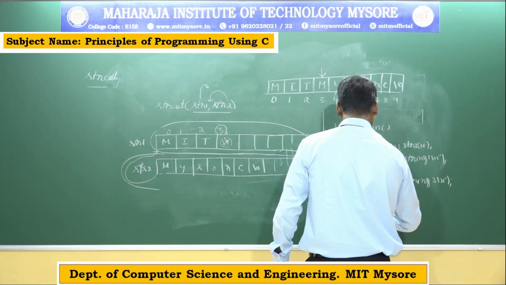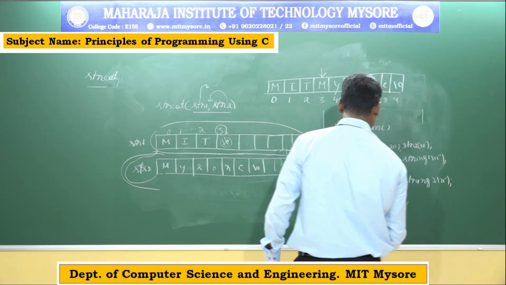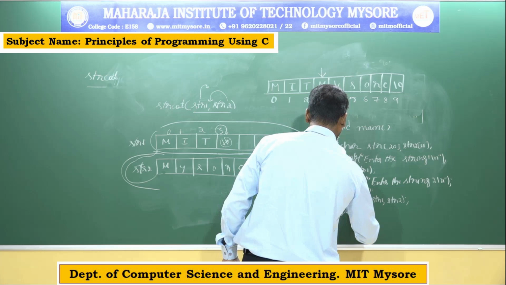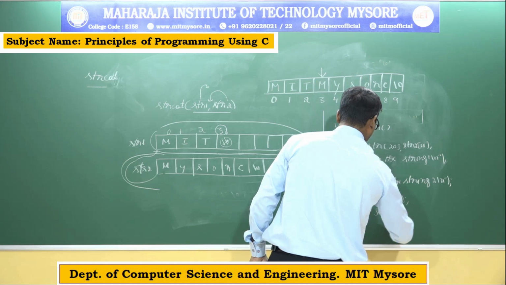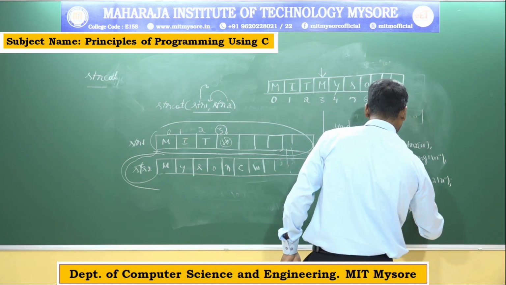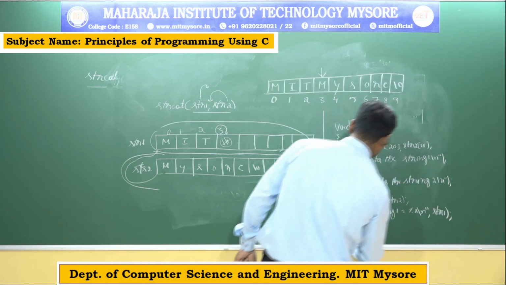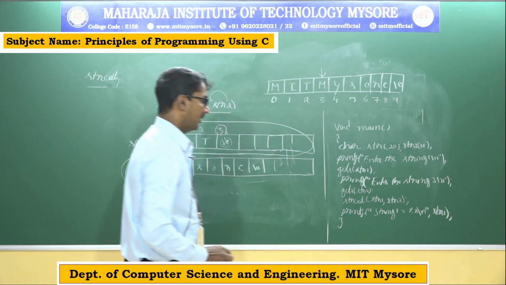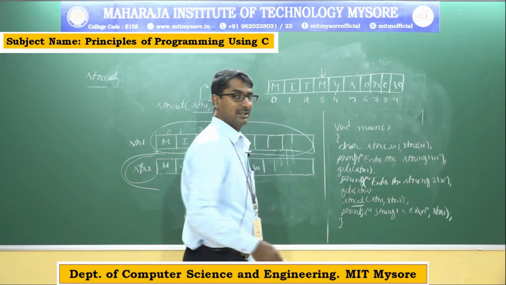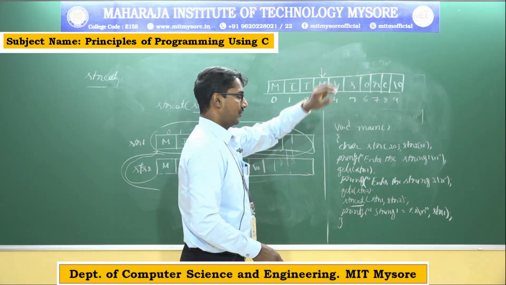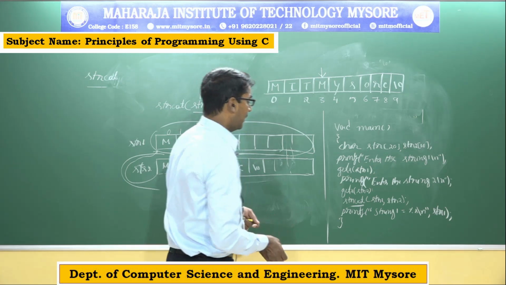Then printf("string 1 is equal to %s\n", str1). Now str1 contains the content of str2. So here we are using gets and strcat. In order to use these functions, we need to include the header file string.h.